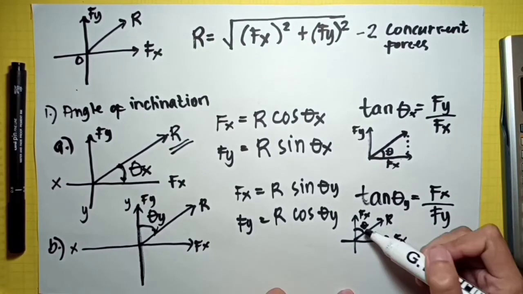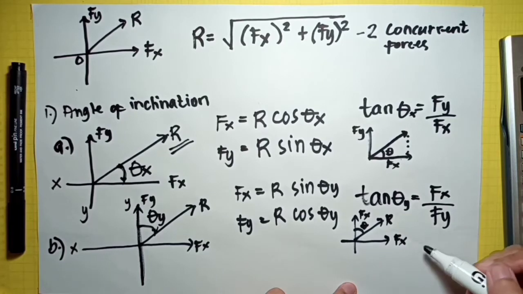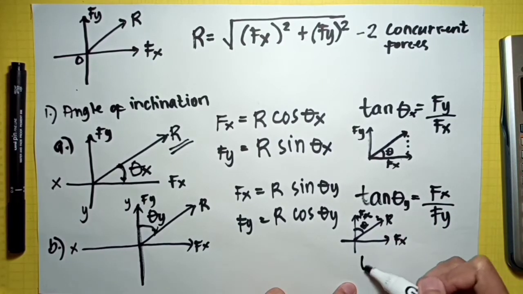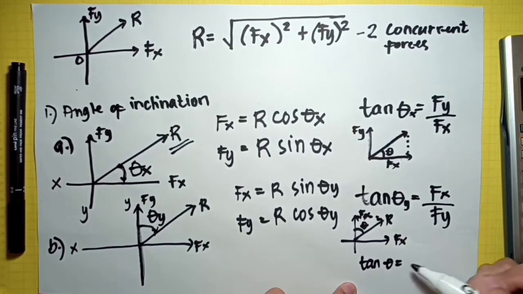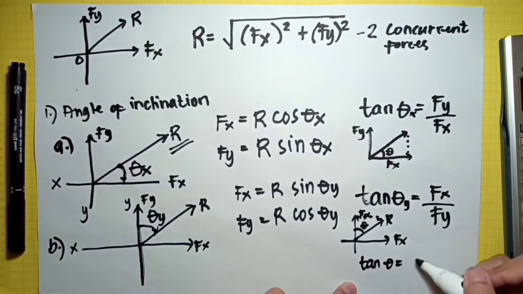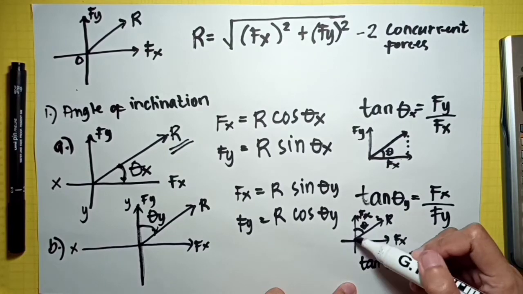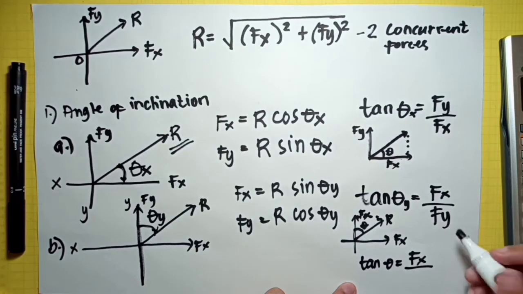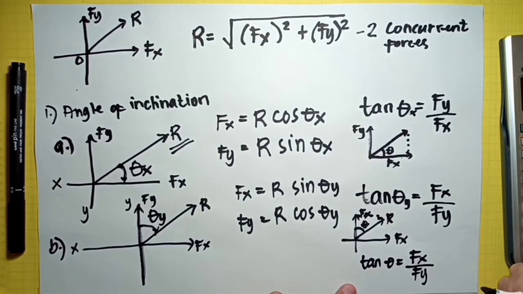Andito ngayon ang theta, so maiiba na siya. Ang opposite niya ngayon, which is tan theta, ay ito yung sa taas, which is equals to f sub x. So, ang opposite is f sub x. And then, ang adjacent side nito ay this one, ang f sub y. Kaya naging tan theta is equals to f sub x over f sub y.